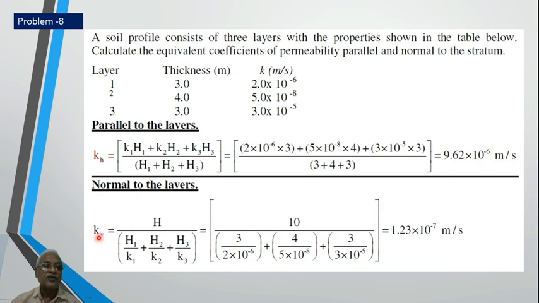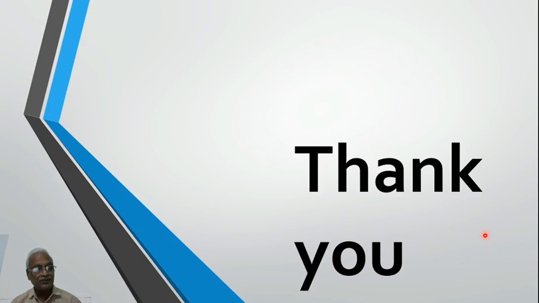If the flow is normal to the stratification, the expression is this. Substitute everything, simplify, you'll be getting 1.23 into 10 raised to minus 7. What you can observe here is that when the flow is perpendicular to the stratification, the K is quite less compared to the K parallel to the stratification. Okay, with this we'll stop. Thank you.